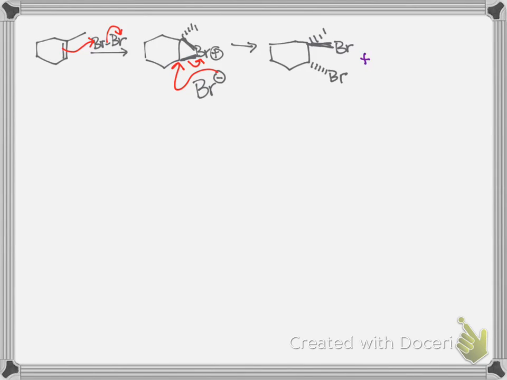and if the bromonium ion was formed with the bromine on the front, then I would also get the other enantiomer. In both cases, the two bromine atoms are anti to each other.